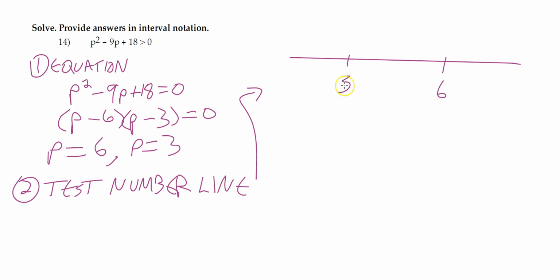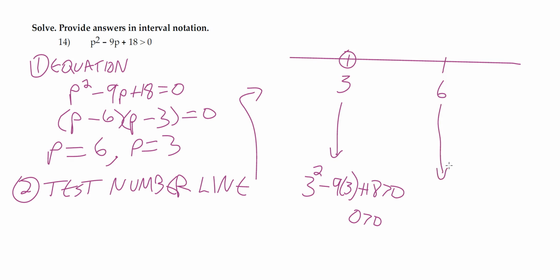First off, I want to test these. So for number 3, if I plug that into the inequality, 9 minus 27 is negative 18, plus 18 is 0. It's not true, however, the left side equals the right side, so we have checked the equation works. But it's not a solution to the inequality, so I make that a hollow dot. So with the 6, same thing.